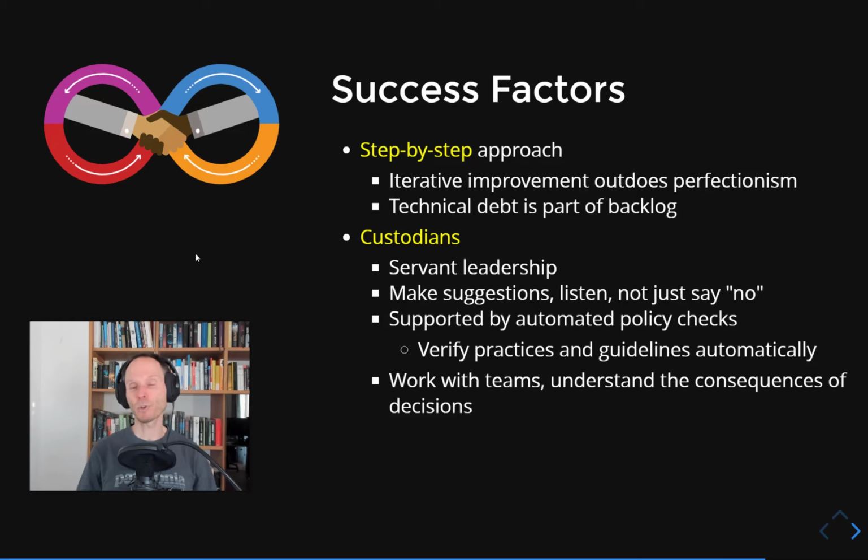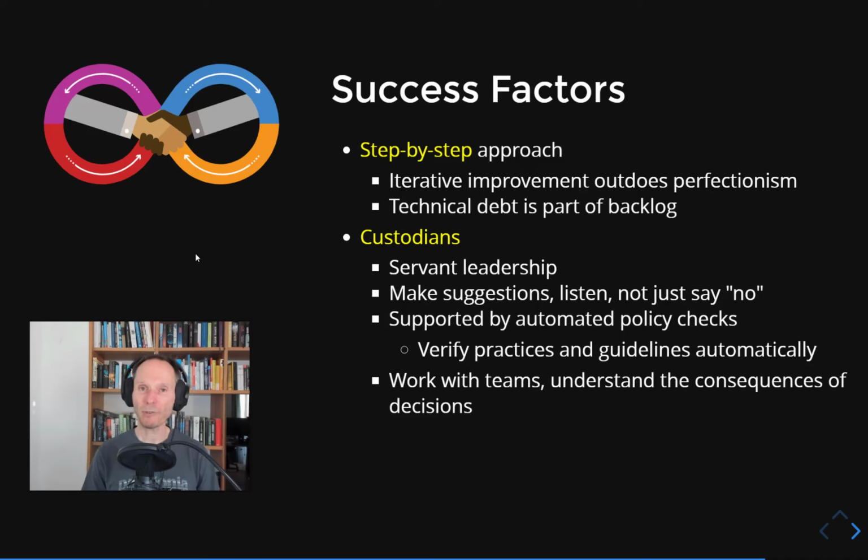The step-by-step approach is an important one. I will make it short. Iterative improvements always outdo perfectionism. So accept that going towards cloud native and building a cloud native security practice isn't something that you will make correct on the first day. It is a long journey. It is an everlasting journey. It is an endless walk and journey, and not a state of perfection that we want to reach at day one. That doesn't work.